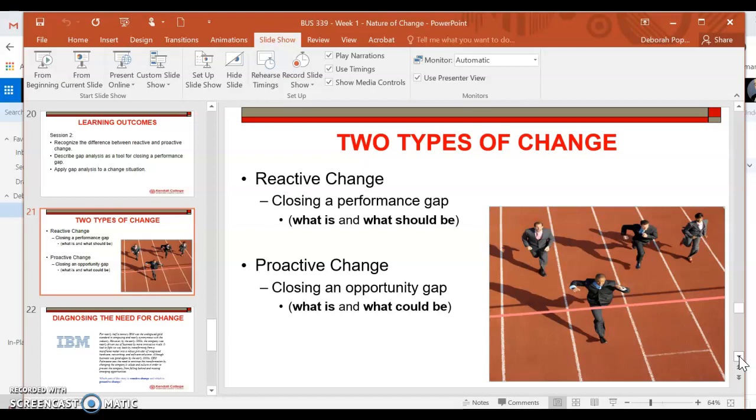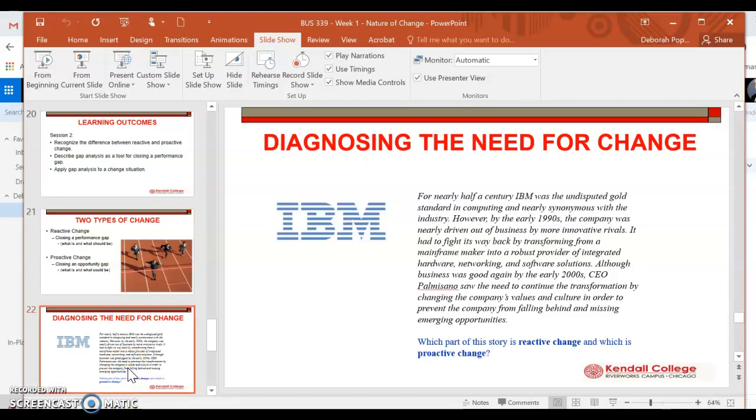Proactive change is closing an opportunity gap. That is, we see that there's potential in a certain area, and we want to close that gap. So how do you know that? You have to diagnose the need for change.